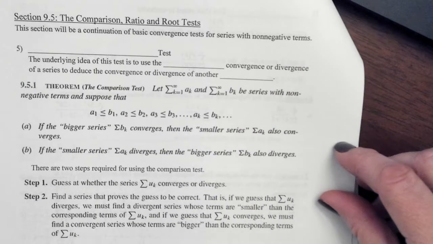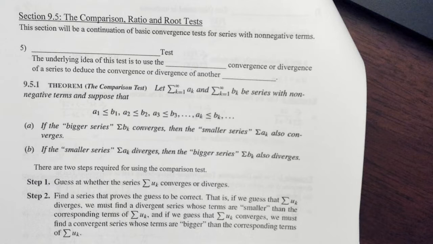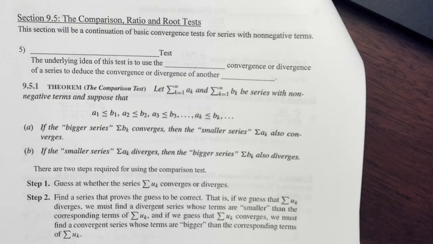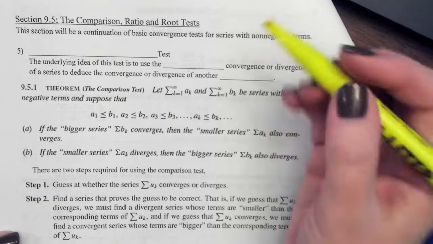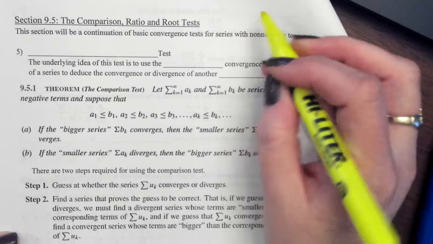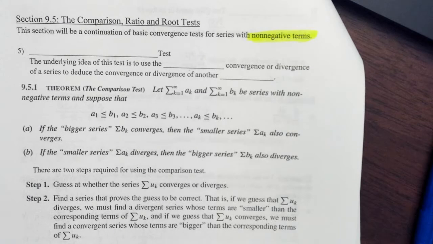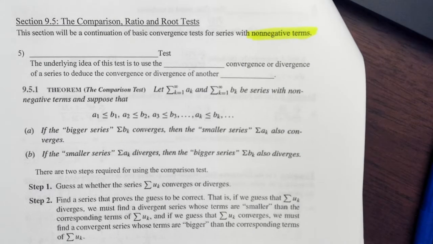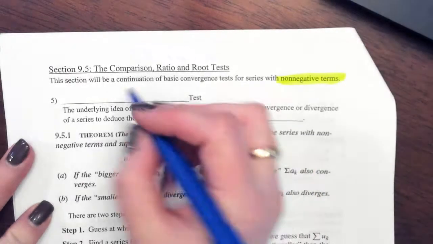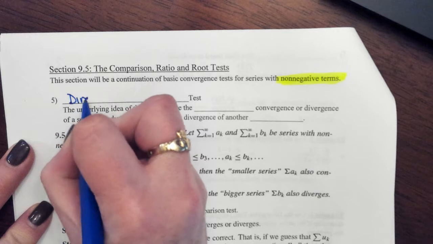So the next section, section 9.5, is going to deal with the comparison tests and the root and ratio tests. There are actually two comparison tests that we'll talk about. And again, these are going to be dealing with series with non-negative terms. So all our terms have to be positive in order to apply these next series of tests. The first comparison test we're going to talk about is the direct comparison test.